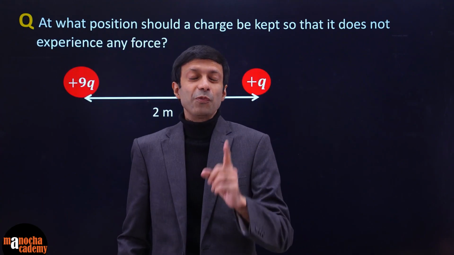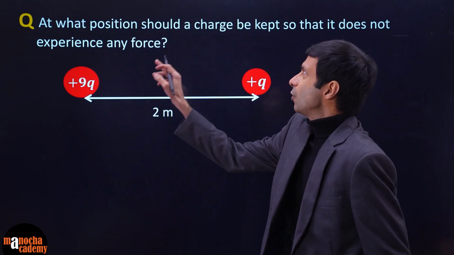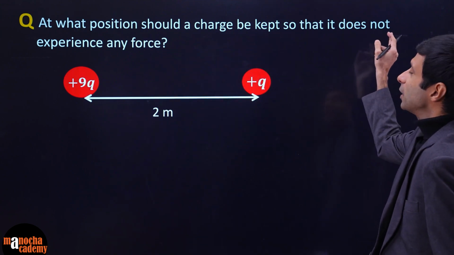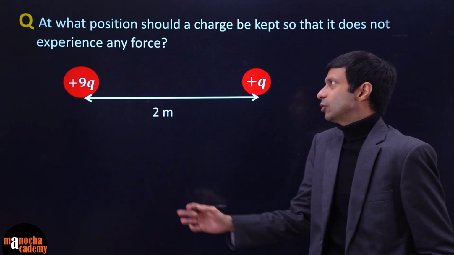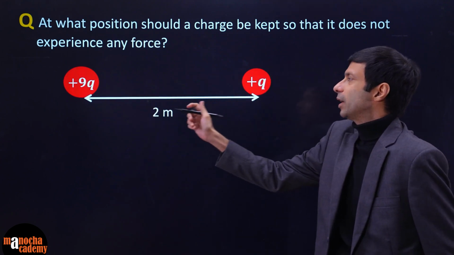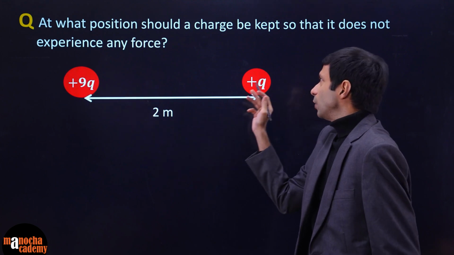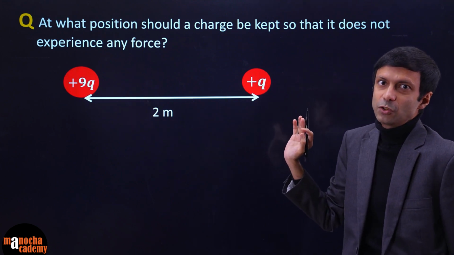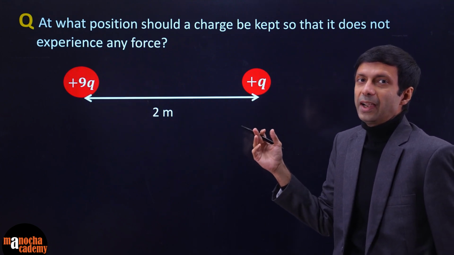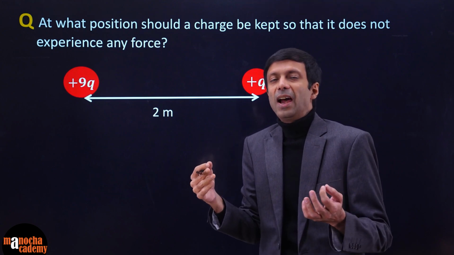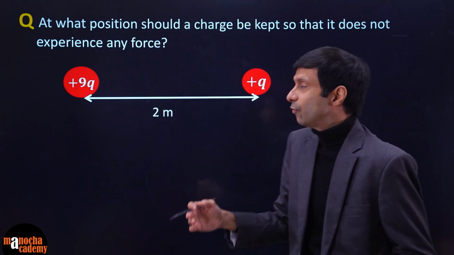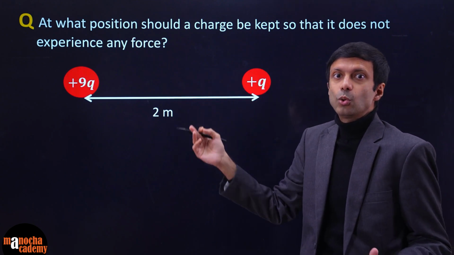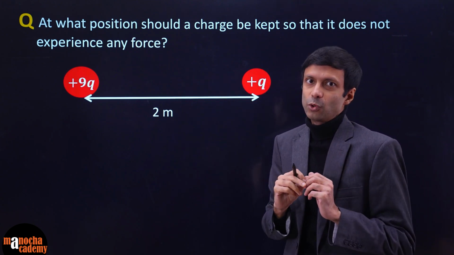Here's an interesting question for you to try. The question says, at what position should a charge be kept so that it does not experience any force? Okay, so let's say you have been given these two charges. One is plus 9q, the other one is plus q, and they're separated by a distance of 2 meters. I need to find, so let's say I have a test charge, and again, we are positive people, so we're going to take it as plus q. I need to find where I should place such a charge so that it experiences zero net force.